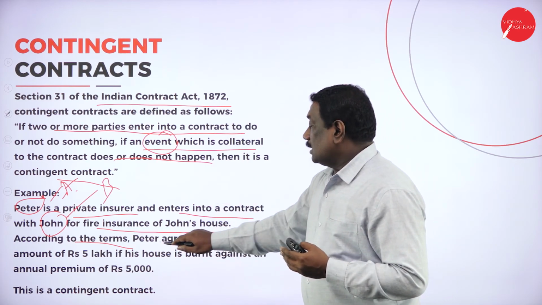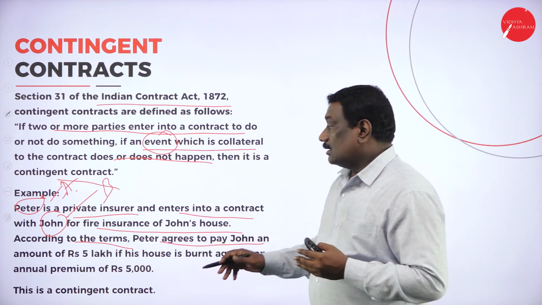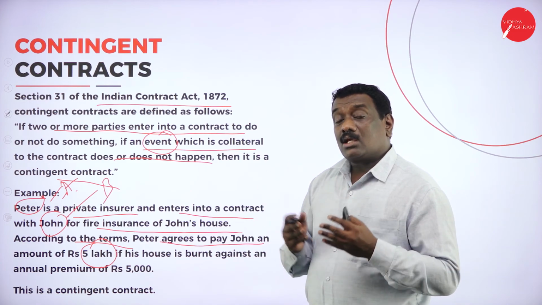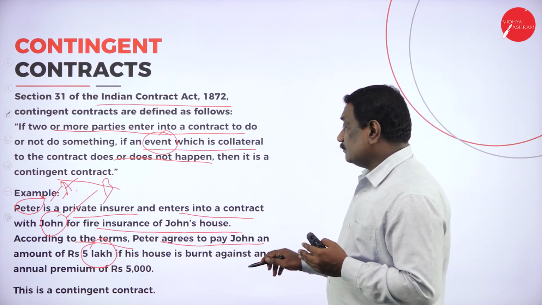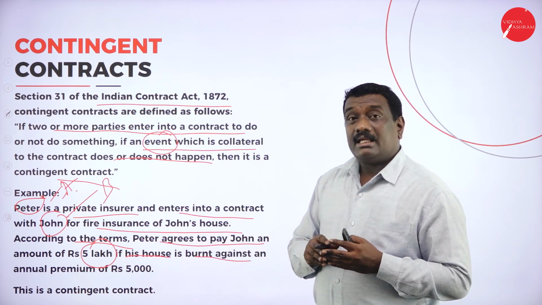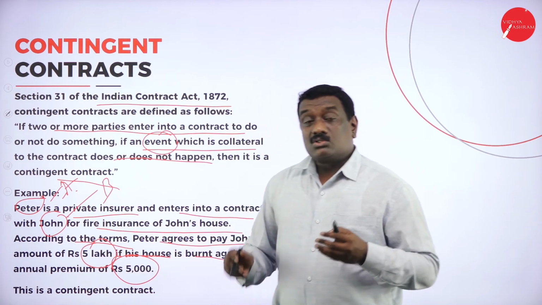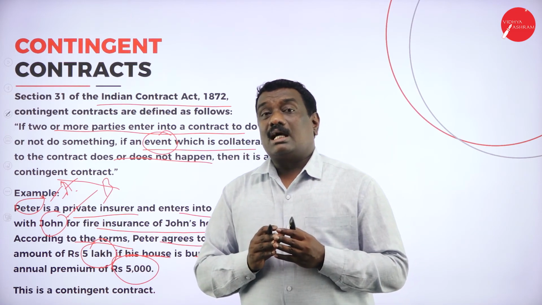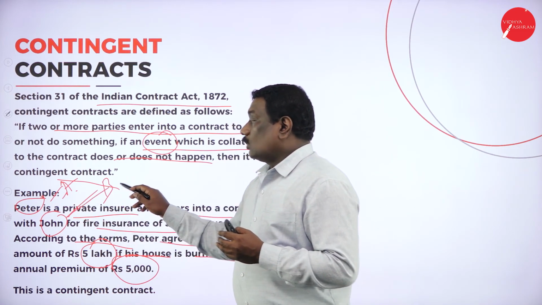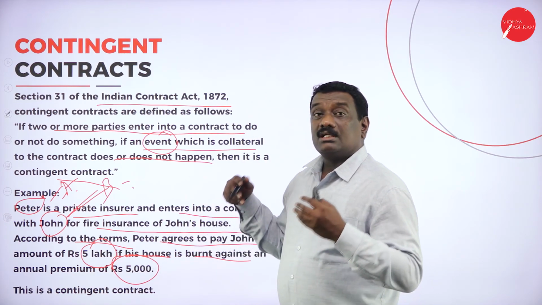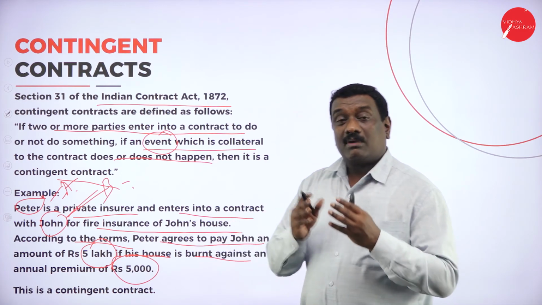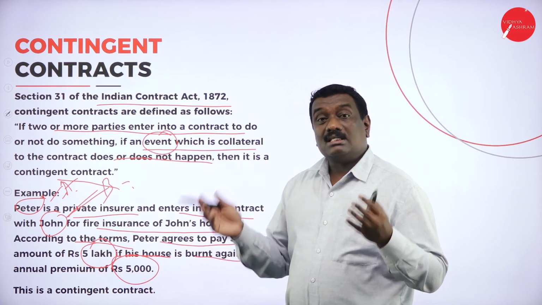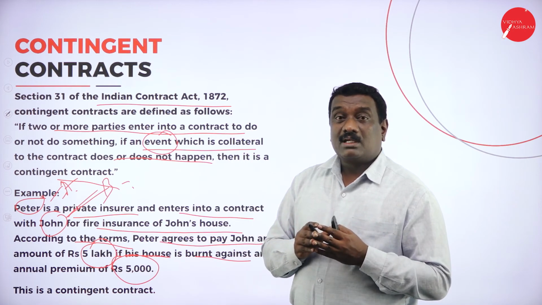According to the terms and agreement between Peter and John, that is insurer and insured, Peter agrees to pay John an amount of rupees 5 lakhs if the house is burnt, against an annual premium of rupees 5,000. Every year, once a year, the 5,000 has to be paid by John. If John's house is lost or burned by fire, then Peter will pay John 5 lakh rupees, for the consideration called the premium, which is being paid annually.